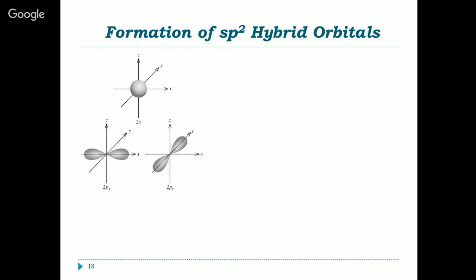So that was sp3 hybridization. Anytime you have 4 things around a central atom, whether it's lone pairs or bonded atoms, it has to be sp3 hybridization.